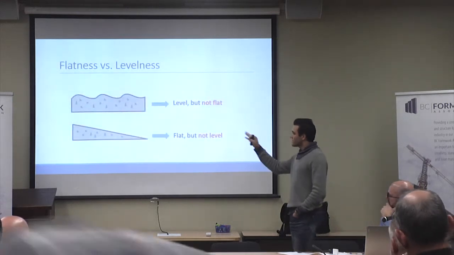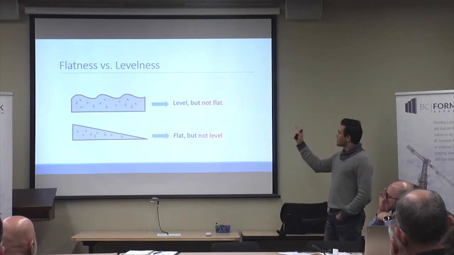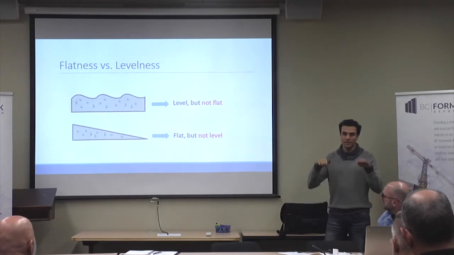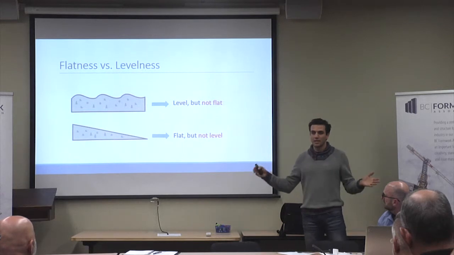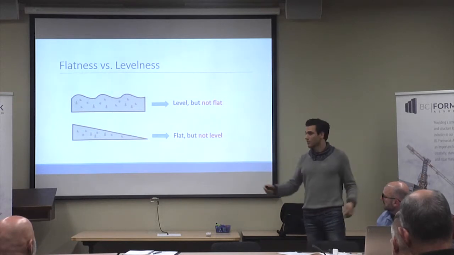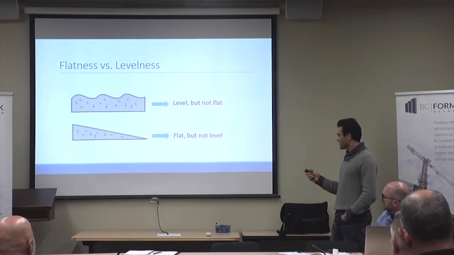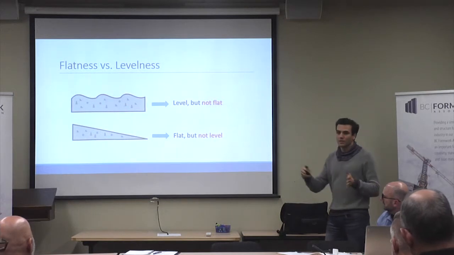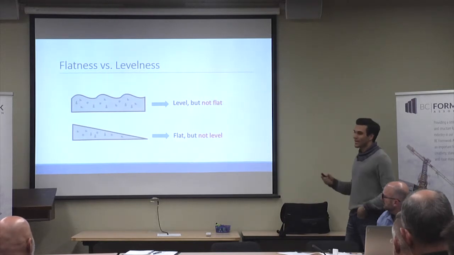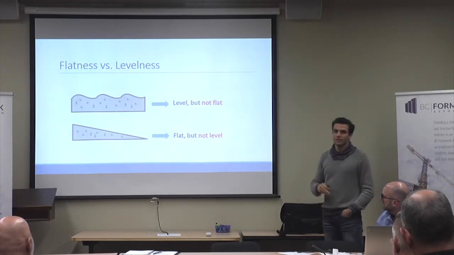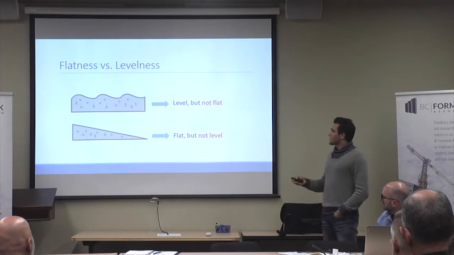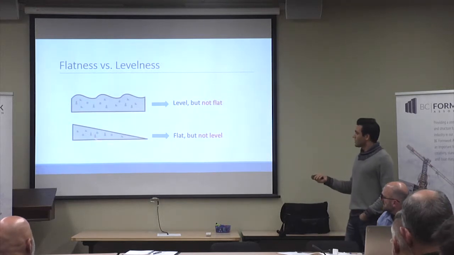So let's start. This is basically what Chris was talking about, flatness versus levelness. Flatness is short range variation in the elevation, so the bumpiness of the slab is called flatness. The levelness is how much tilt there is, so a longer range. By shorter range, I mean within 1 to 2 feet is going to be a flatness issue, and within 10 feet is going to be a levelness issue.